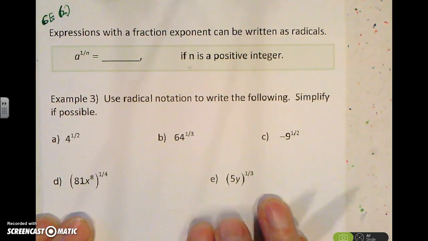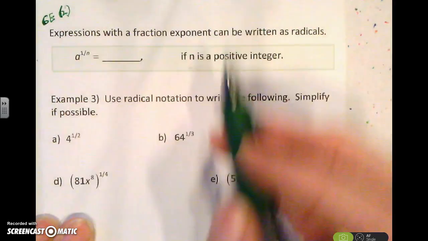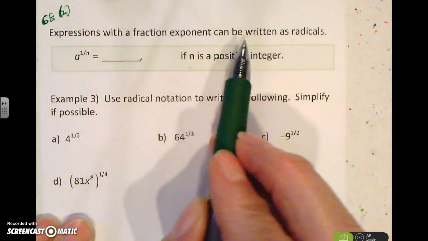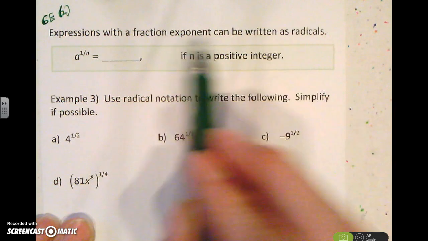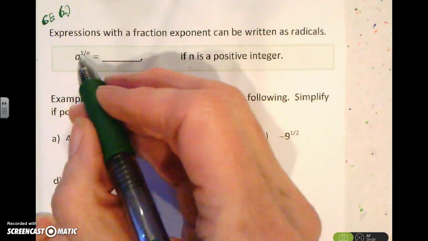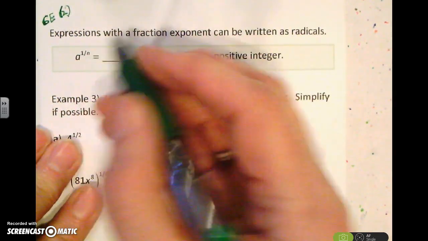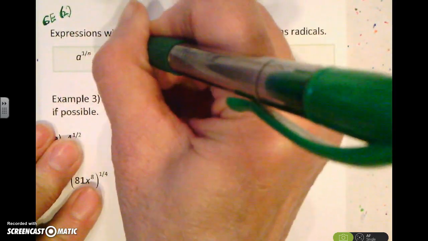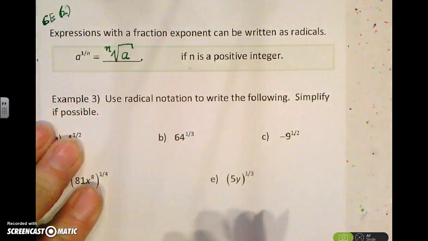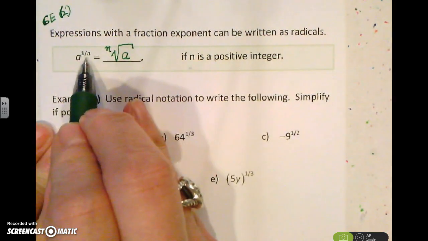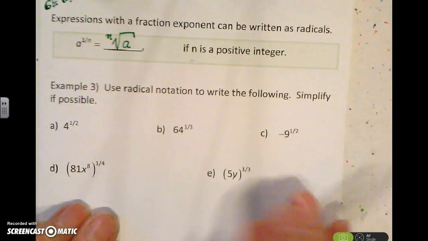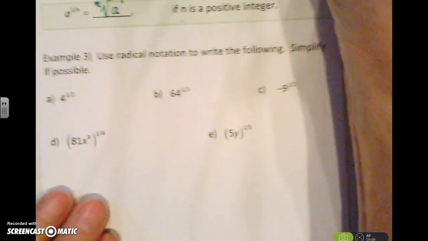And so here we have the 6E notes, part 2. Expressions with a fraction exponent can be written as radicals. That's the reason we're in the radical section here. If I have a raised to the 1 over n power, it can be written as the nth root of a. So notice that the denominator becomes the index of my radical. So let's do some examples with that.